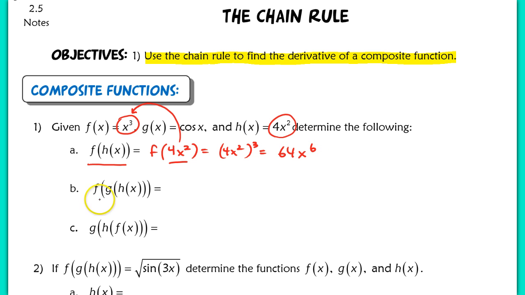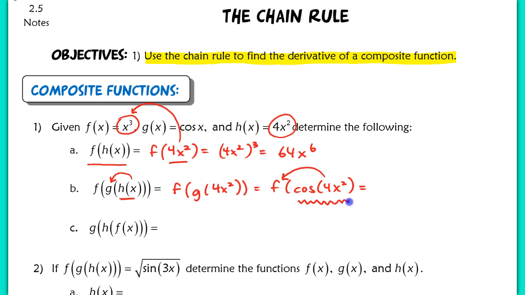Now in our next example, if we want to find f of g of h of x, we're going to take h of x and use that in the input of g. So we would want to find f of g of 4x squared, and if I input 4x squared into g, I have f of cosine of 4x squared. Now that becomes the input now for f. So now I plug that into the function f. So this is the new input here. So we have cosine of 4x squared cubed. Okay, and you can write that also as cosine cubed of 4x squared. So you could write that either way here.